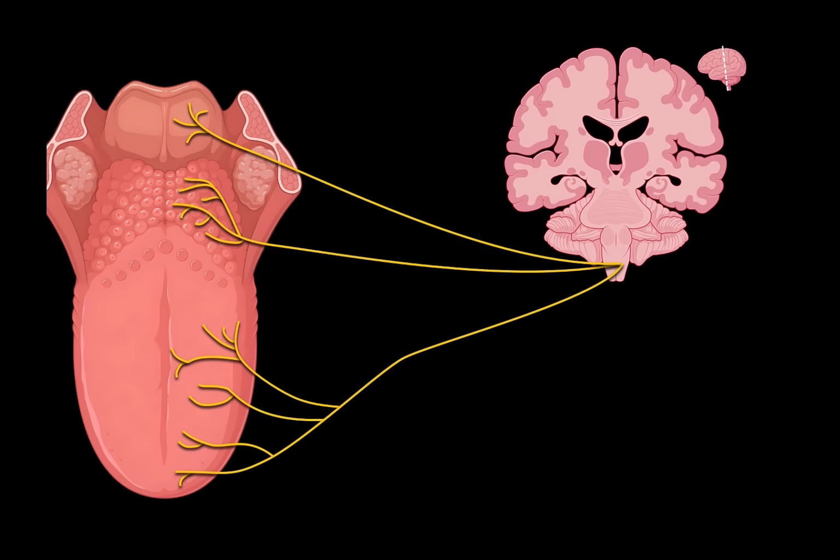Alright, now I will test you. The anterior 2/3 of the tongue is innervated by cranial nerve number 7, called the facial nerve. Specifically, which branch of the facial nerve? The chorda tympani. Good. The posterior 1/3 and the circumvallate papillae are innervated by cranial nerve number 9, the glossopharyngeal nerve. The rest, the larynx, pharynx, epiglottis, are all innervated by cranial nerve number 10, the vagus nerve.